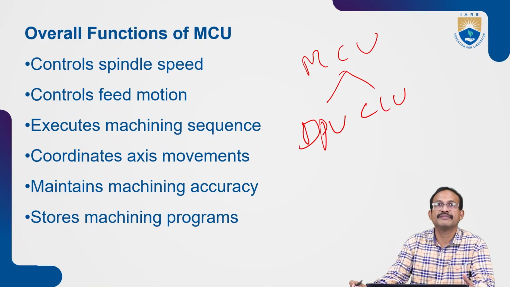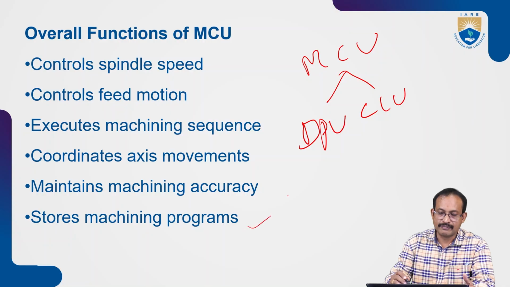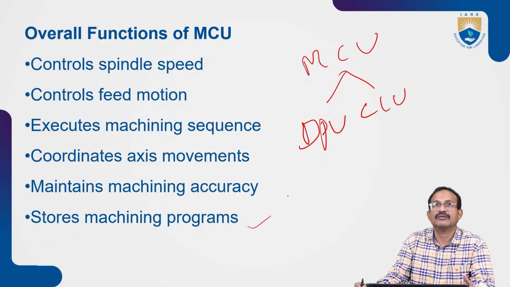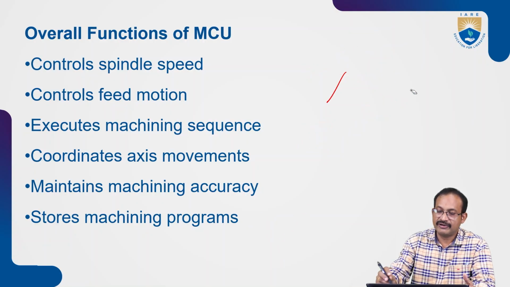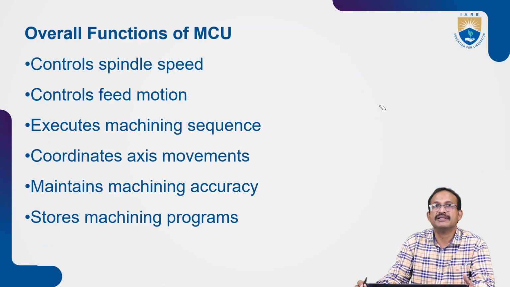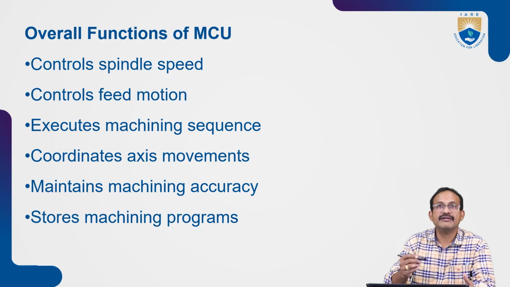Controls spindle speed, controls feed motion, executes machining sequence, coordinates axis movements, maintains machining accuracy, stores machining programs. So what does MCU do? Controls spindle speed. For different operations, we need different speeds of the spindle, so that will be controlled by the MCU, machine control unit. Even feed motion, and the sequence of operations, it will take care.